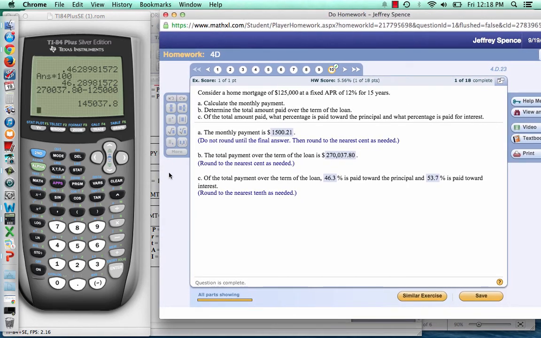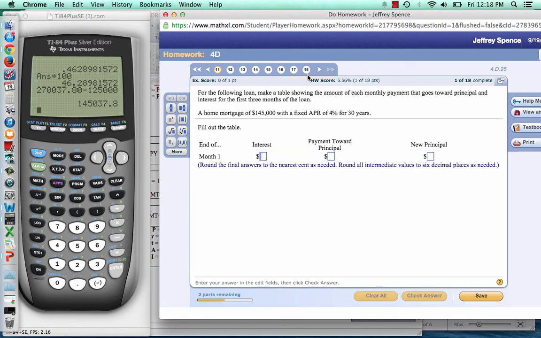So let's move on to a different problem where you have to make a table. It says, for the following loan, make a table showing the amount of each monthly payment that goes towards principal and interest for the first 3 months of the loan, and I'm going to do just the first 2 months. So a home mortgage of $145,000 with a fixed APR of 4% for 30 years. Fill out the table.